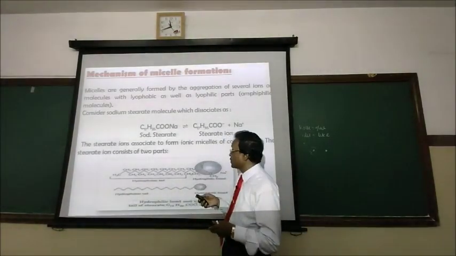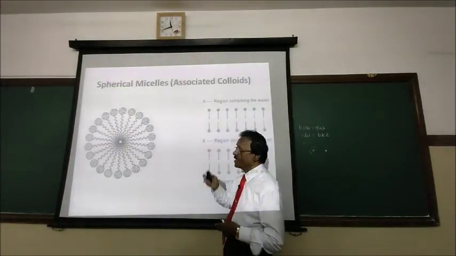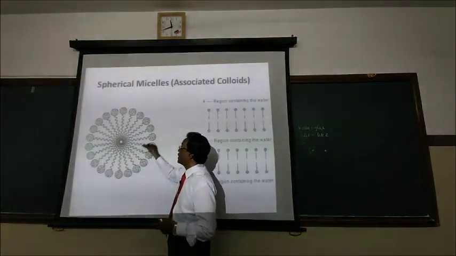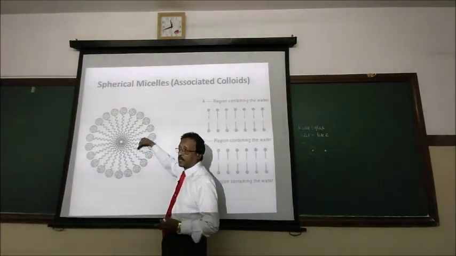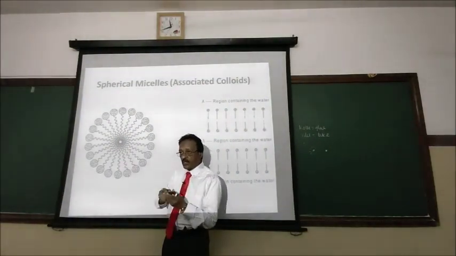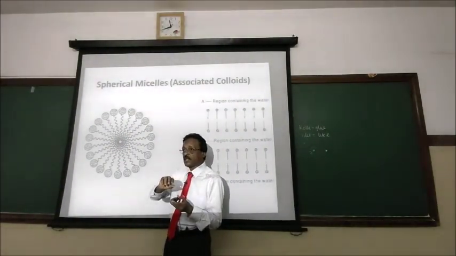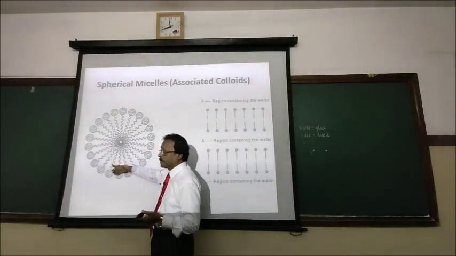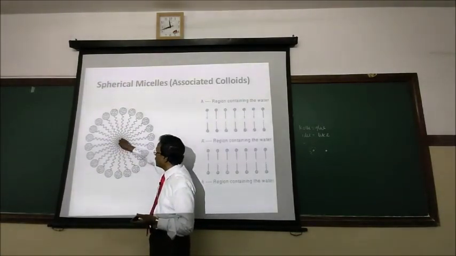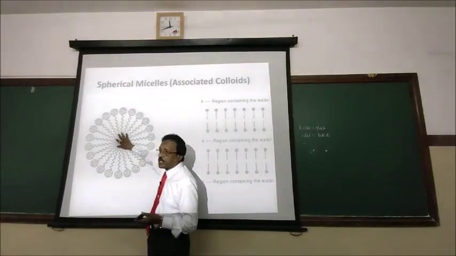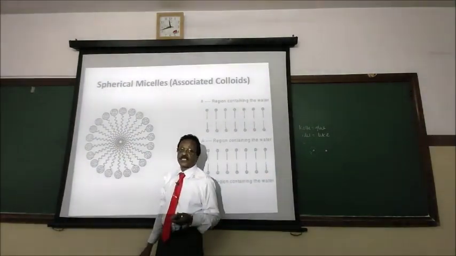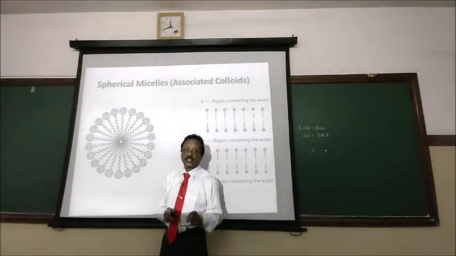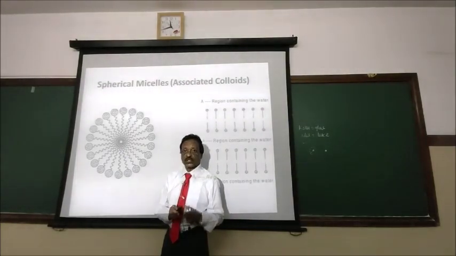Look at this micelle and how it is formed. It is a combination of say 100 or 200 soap ions combined to form a spherical molecule called the micelle. All the solvent-liking ends point outwards, and all the solvent-hating ends point toward the center. A spherical molecule is formed. This is an example of associated colloids. Soaps and detergents are examples of associated colloids.